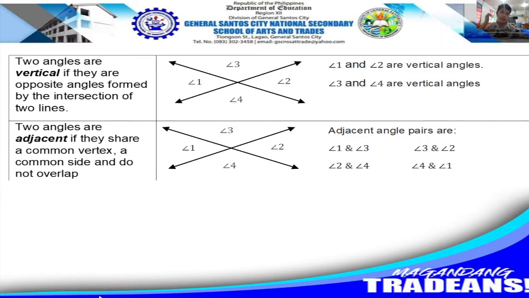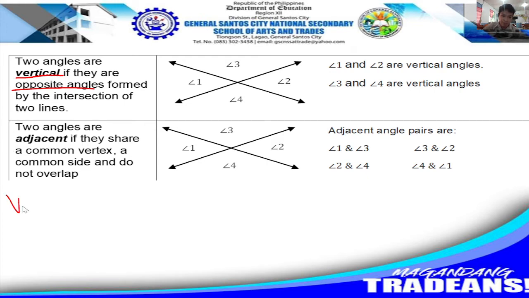Okay, let's proceed now to the vertical angles. Two angles are vertical if they are opposite angles formed by the intersection of two lines. So, ano po ito? Kapag vertical po siya, kapag merong opposite angles. And opposite angles or vertical angles are congruent to each other. Yan po yung tandaan nyo.